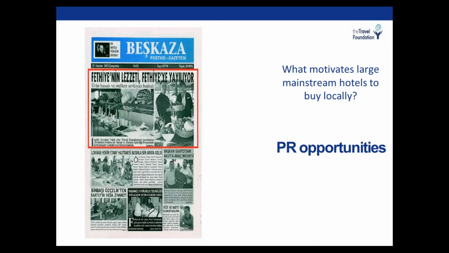The following lesson is something that we learned based on something that we'd underestimated, and that's the importance of PR opportunities, public relations opportunities. Interestingly, we found that the opportunity for PR was a bigger motivating factor than we'd assumed. Hotels were particularly keen on opportunities for PR in consumer-facing publications, such as tour operator brochures. They were also interested in PR opportunities in the local press, and as I say, that was a lot more than we'd imagined.